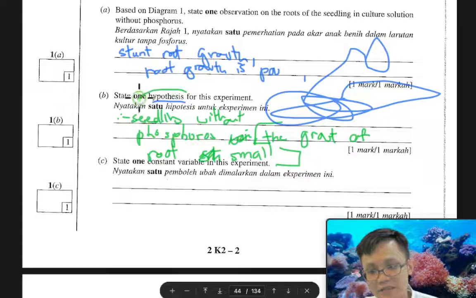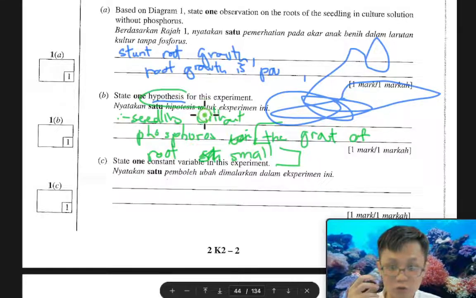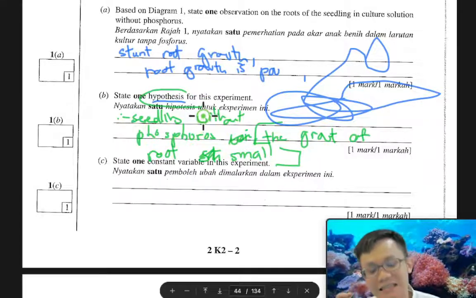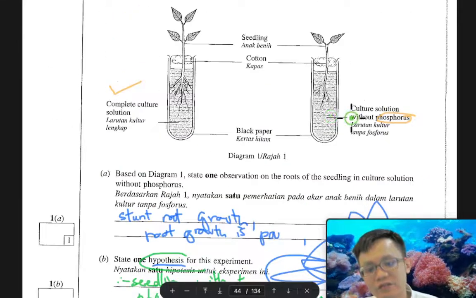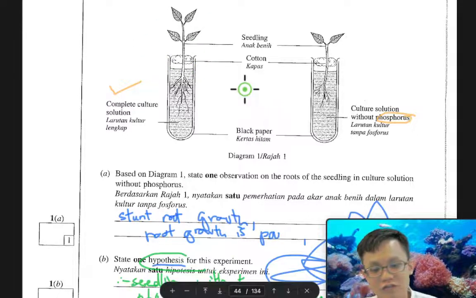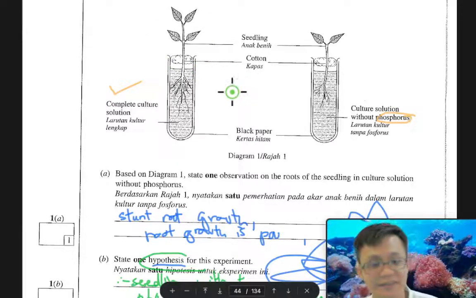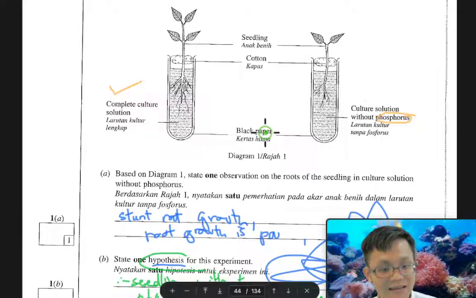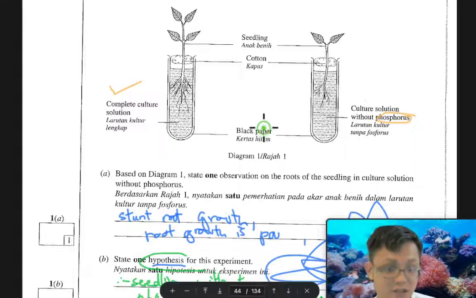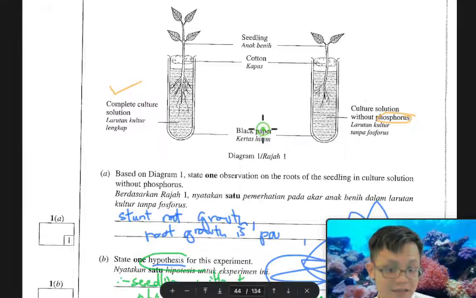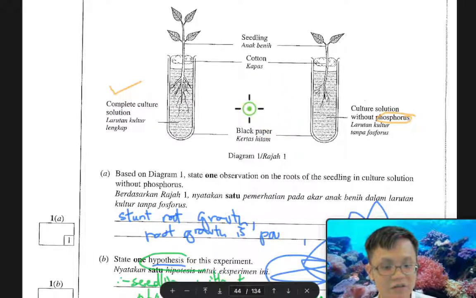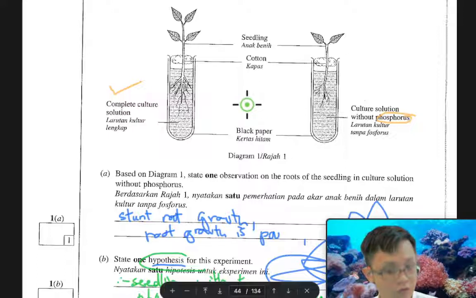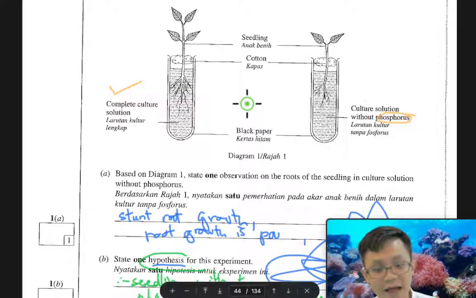So this is the hypothesis, because a hypothesis is something that we want to test. We don't want to test, in this experiment, something very obvious. We are not testing that the plant needs a full culture solution in order to be healthy, which the student mentioned just now. The experiment is to show that plants need phosphorus to ensure a healthy root. This is something that you want to test. There is a hypothesis I want to test: plants need phosphorus in order to have healthy root growth. That's testing.